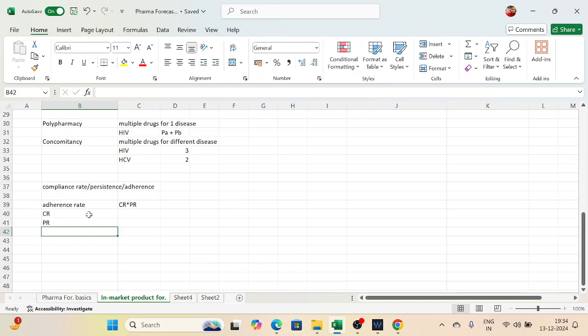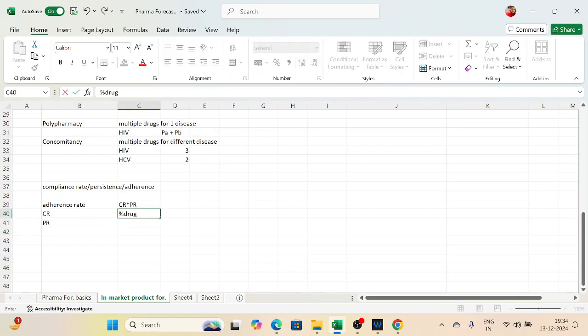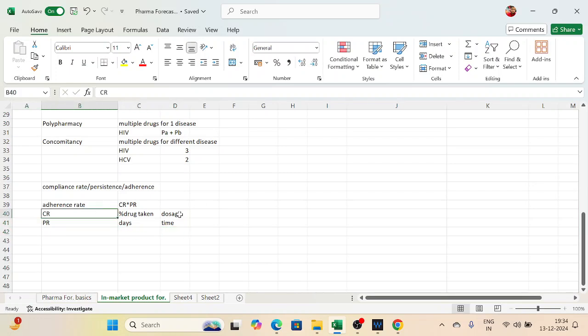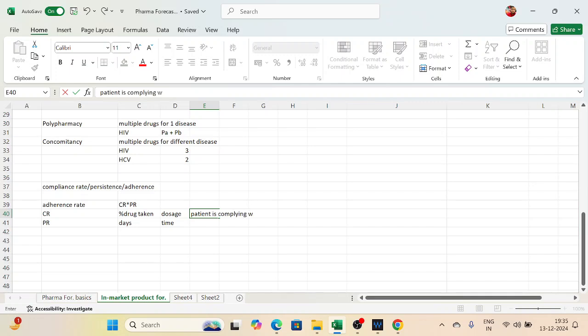In a one-line sentence, I would say compliance rate is the execution, which means how much percentage of the drug a patient is taking. So compliance rate depends upon the dosage, while persistence is for how many days, or for what time frame, the patient is persistent. So persistence rate is more linked to the timing, and compliance rate is more linked to the dosage. Let's go with the example here. Compliance rate is how the patient is complying with the prescribed dosage. Even if you say this line in your interview, how a patient is complying with the prescribed dosage, this is a complete definition.